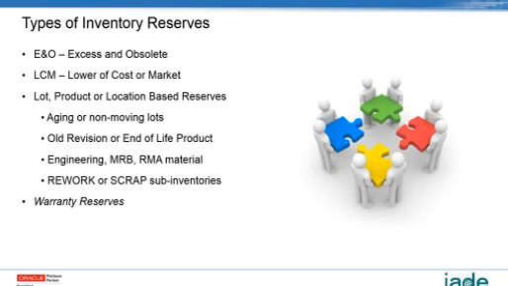Aging or non-moving lots, lot products or location-based reserves. So basically some specific reason for which you are creating reserves, like non-moving lots. You see that there is some problem with the lot and you may not be able to realize full market value of the lot by selling it to a customer. Old revisions or end-of-life products, although this could potentially go under obsolete reserves, a lot of times you may want to track them separately.